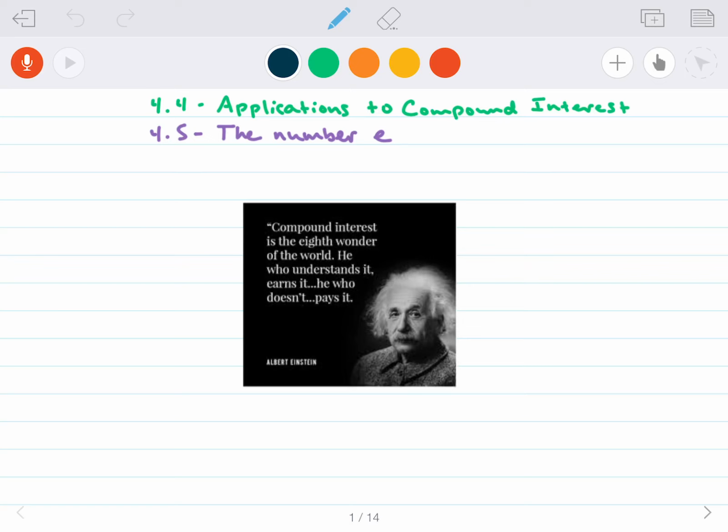Hey guys, in this video we're going to talk about some applications of exponential functions. In particular, we're going to look at earning money via compound interest. We're also going to talk about the number e in chapter 4, section 5.